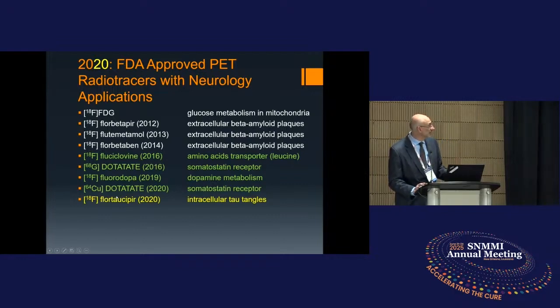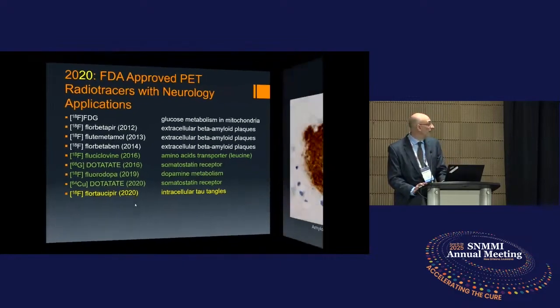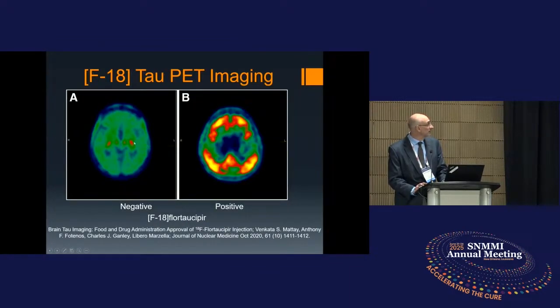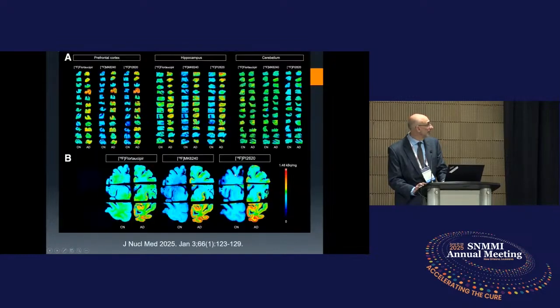And then most recently in 2020, FDA approved flortaucipir, which actually looks for tau. Again, there are your plaques and there is your tau, so this is the other part. And that's what a positive tau image looks like. There's a negative one on your left and a positive one on your right here.